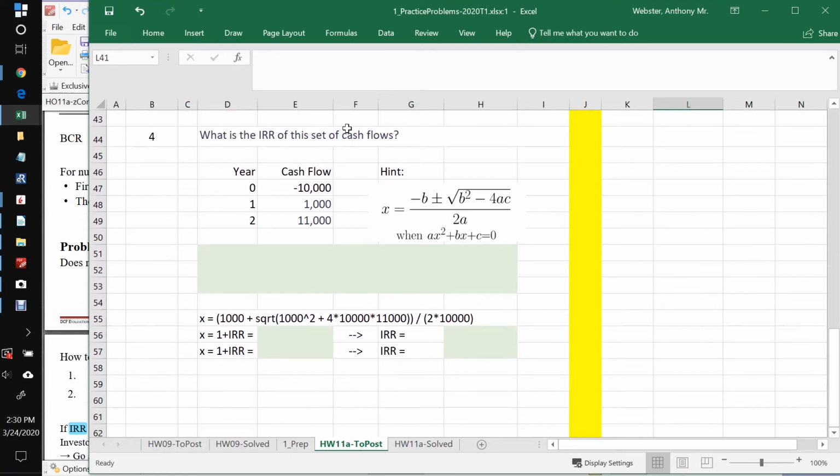What is the IRR of this set of cash flows? So here's a case where we have a cash flow at T equals 0, end of year 1, end of year 2, and this looks like something that might be pretty complicated to solve. So let's just see what we can do here. Let's not get too worried. Just start writing out what we need to write out here.